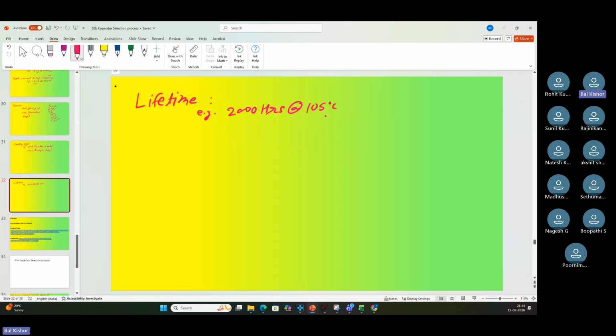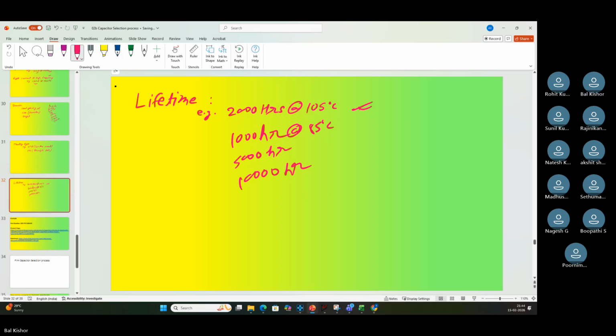As I was talking about lifetime, let us say I'm giving you an example of 2000 hours at 105°C. If you are running your circuit at 105°C, the capacitor that you have put is going to run for 2000 hours. It can be like, let's say 1000 hours also at 85°C, or these days people are designing up to 5000 hours or even 10,000 hours. So like that they are reaching.